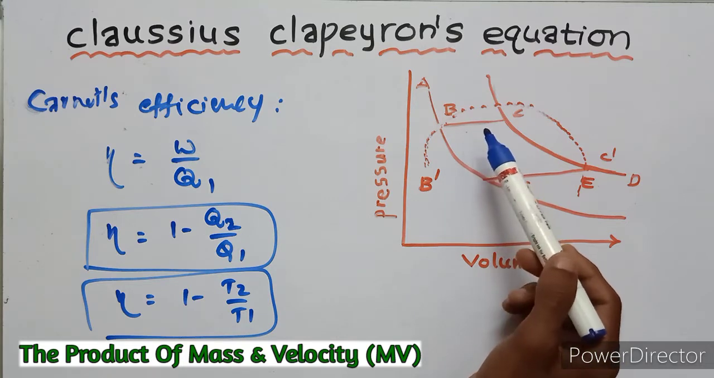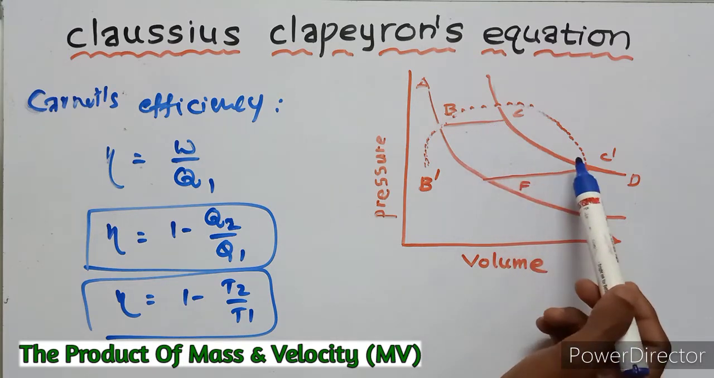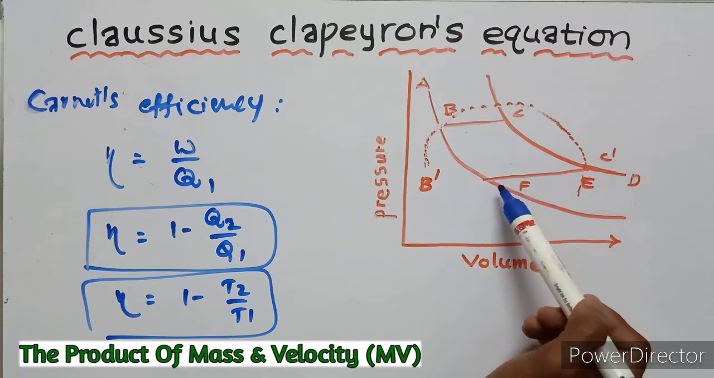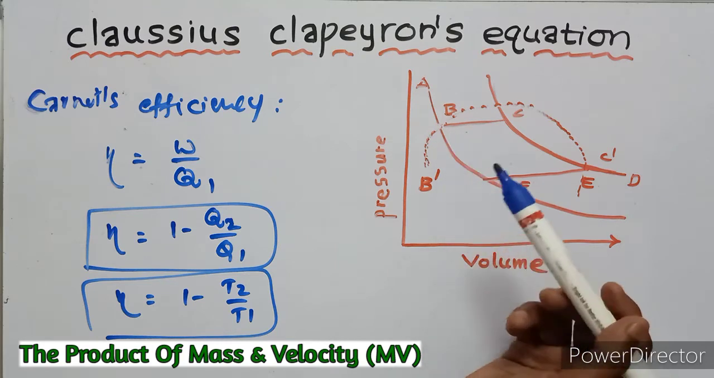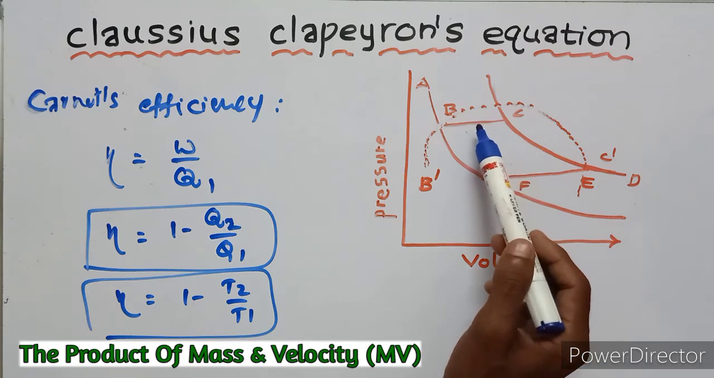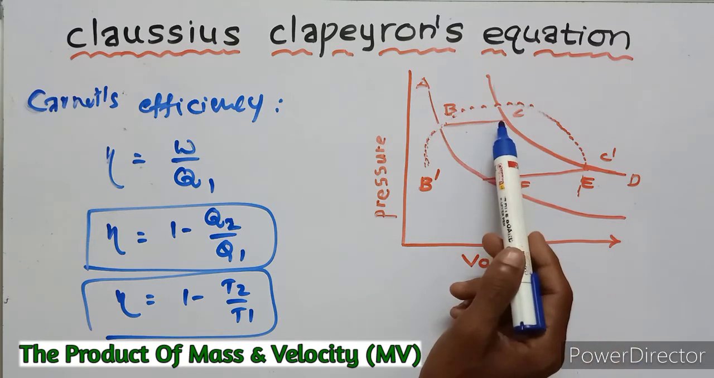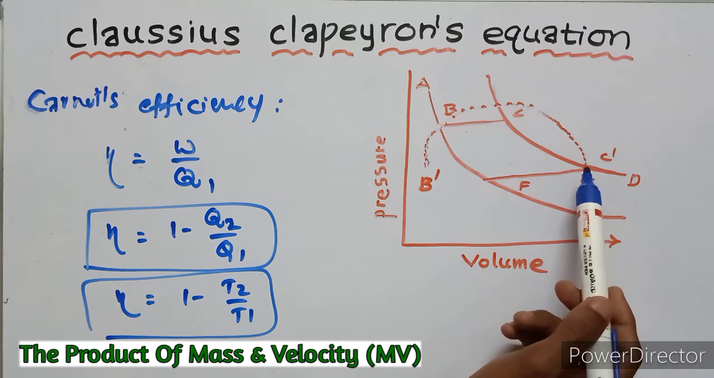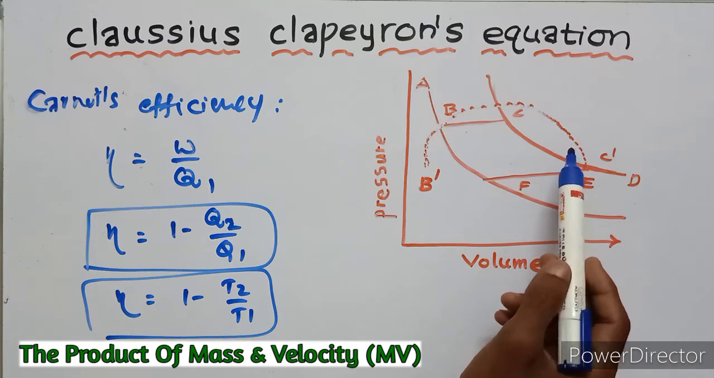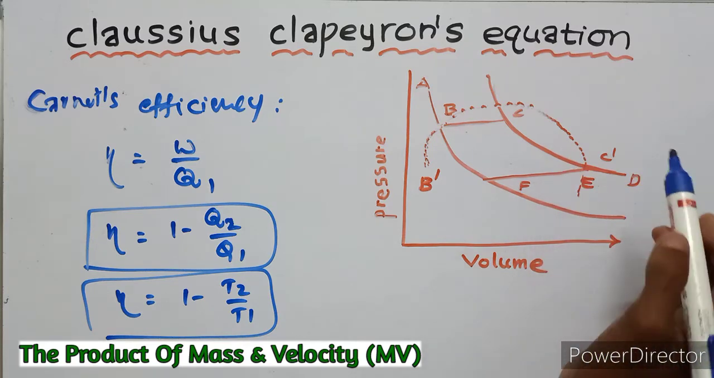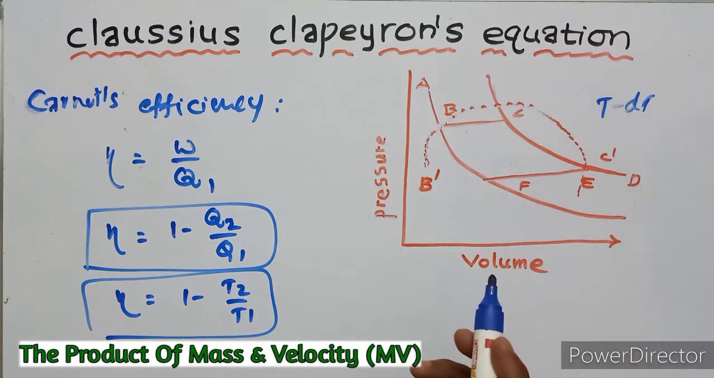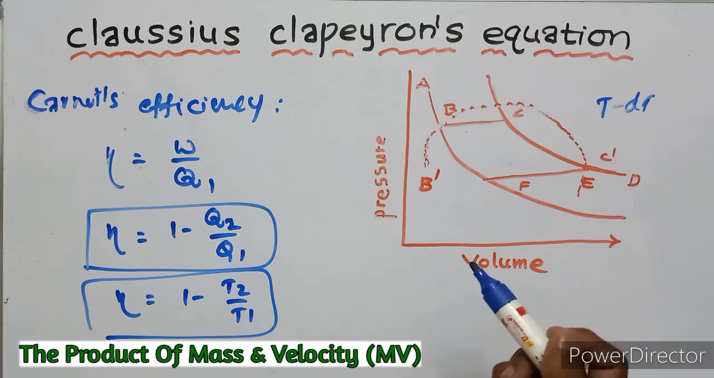This is the isothermal expansion. This is the adiabatic expansion. This is the isothermal compression. This is the adiabatic compression. So first of all, BC is the reversible isothermal expansion. In this stage, the liquid is converted into vapor. Second one is CE, the reversible adiabatic expansion. So here the temperature drops to T minus dt. First the original temperature is T, then the change is dt.